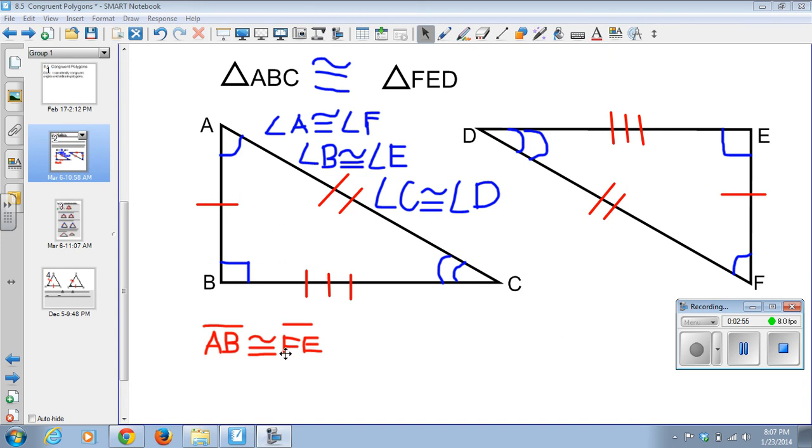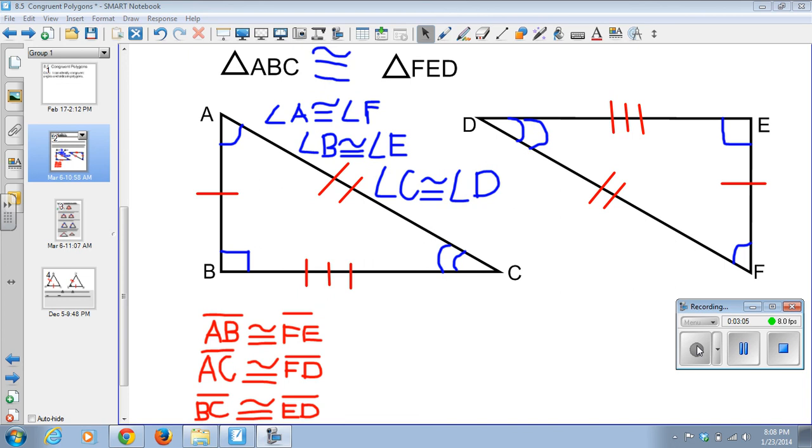So see if you can go ahead and name the other corresponding parts. And I'm going to pause the video on my end and write them down. You do the same. Hopefully this is what you found for the other congruent segments. Segment AC is congruent to segment FD. And segment BC is congruent to segment ED.